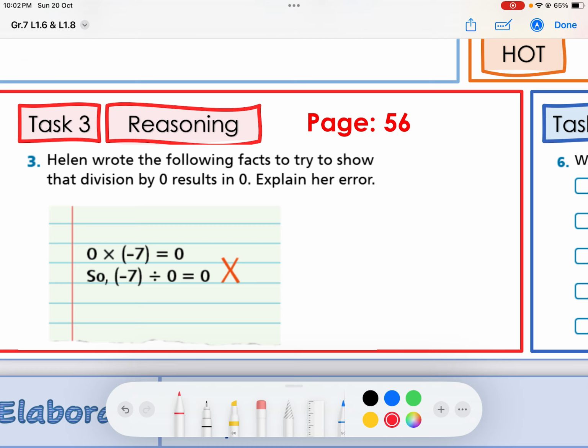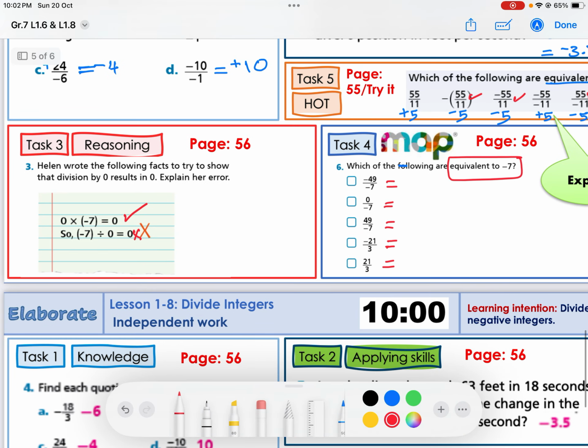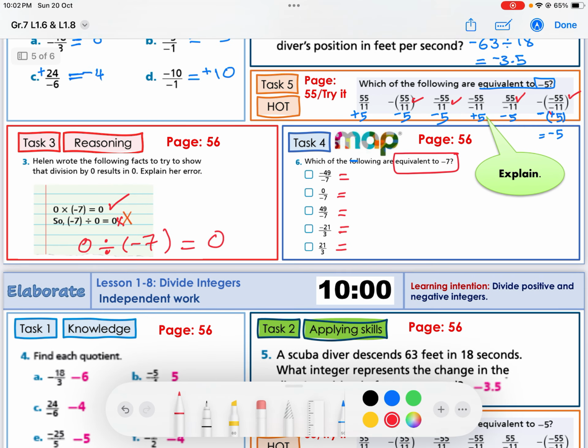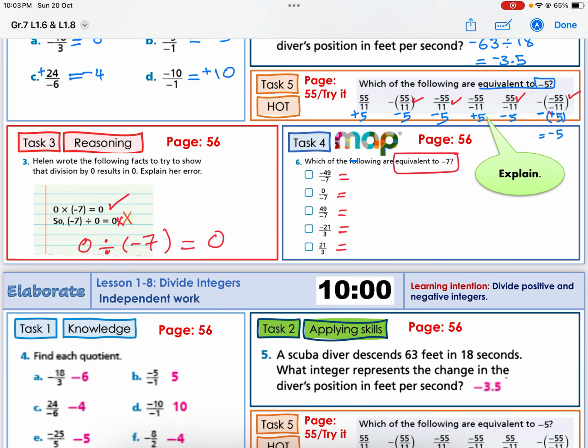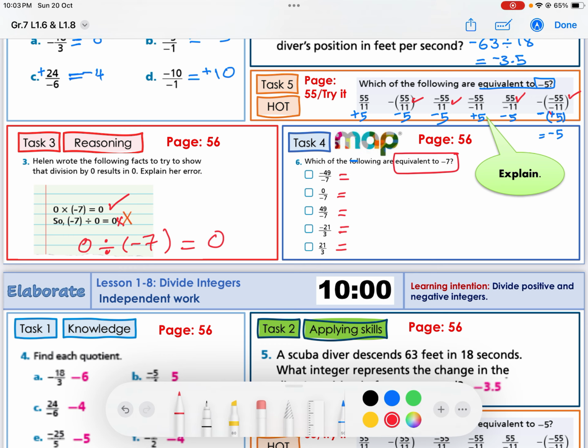Look how she did it. 0 times negative 7, that's a 0, that's correct. But can we divide any number in life by a 0? We cannot do that, because when you divide a number by 0, it's undefined in math. It should be 0 divided by negative 7, which is what? A 0. Okay? So girls, keep this tip for the future. You cannot divide any number by a 0. It's undefined. 0 cannot be in the bottom of any fraction.